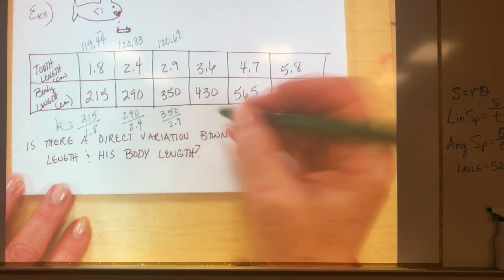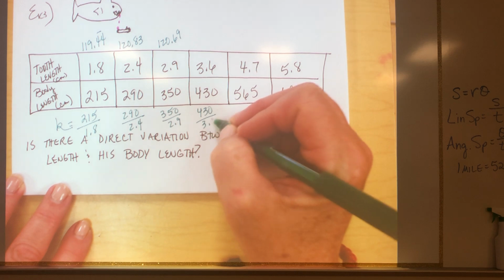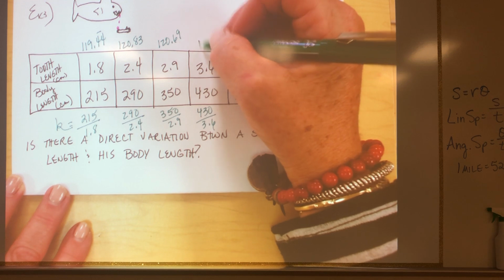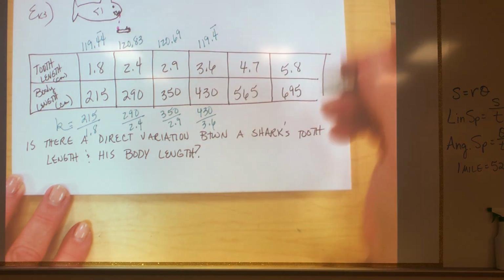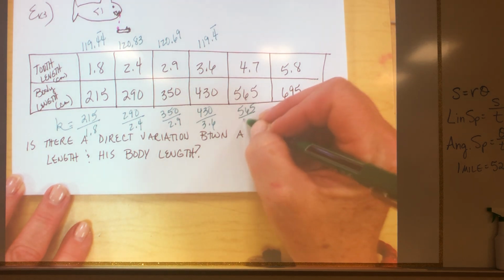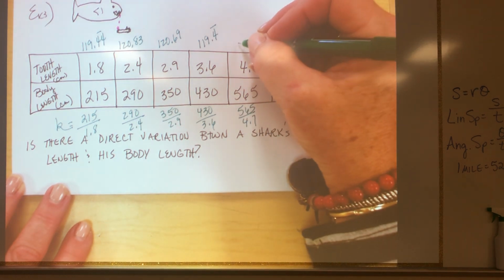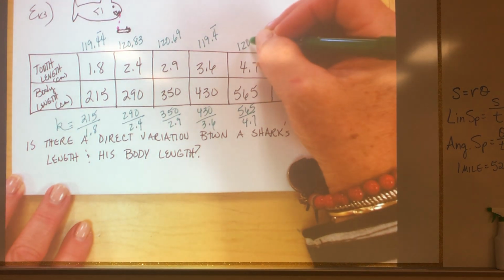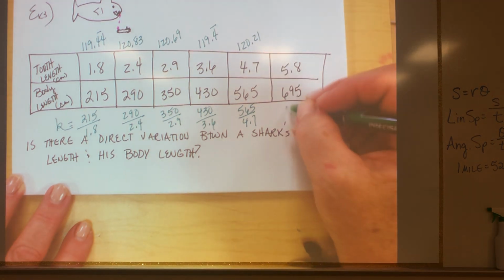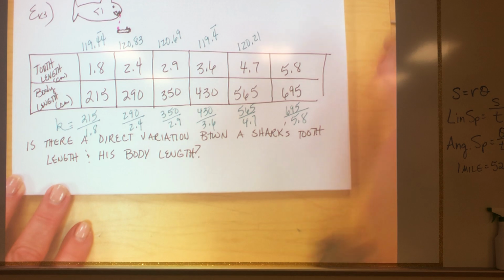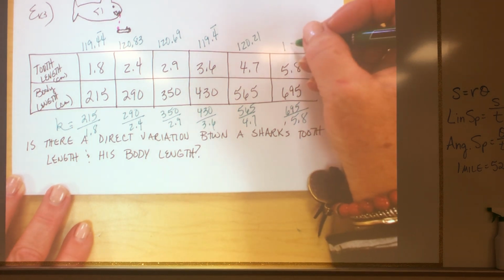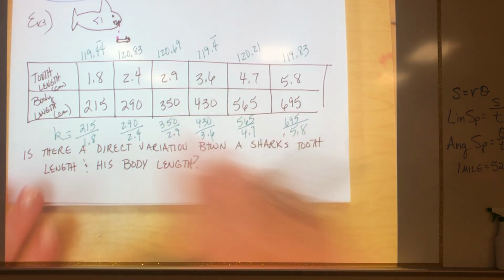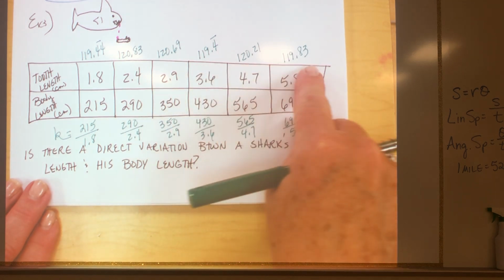6.9. Okay. What about this one? 430 over 3.6. Don't take so long. Let's go. 119.4 repeated. Okay. What about 565.47? Okay. What about 695 over 5.8? 119.82 or 83. Okay. All right. So there they are. Here are my constants of variation.